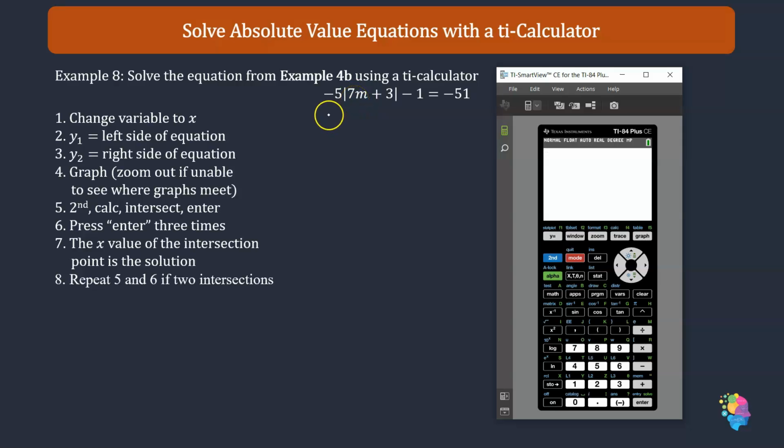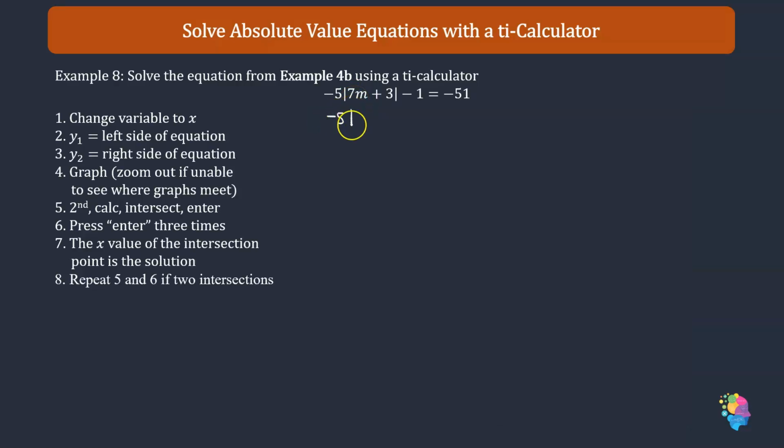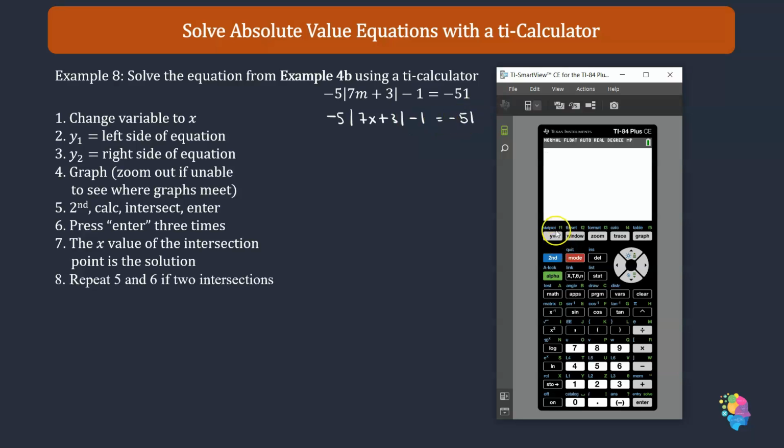So this is going to turn into negative 5, the absolute value of 7x plus 3 minus 1 is equal to negative 51. We go to y1, here's a y, and we enter the left side just the way it looks. Now, this is a negative 5 and this is a minus 1. So this negative 5 is going to be this button right here. So negative 5. And now we need to find the absolute value.